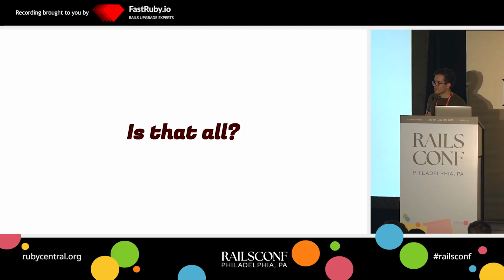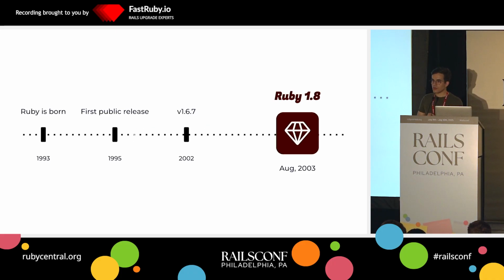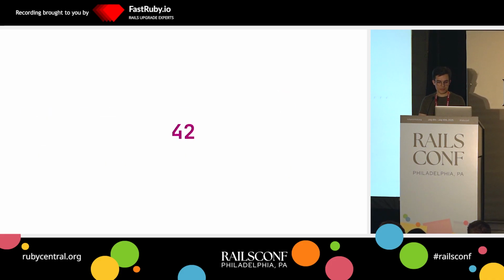And you might be thinking at this point, is that really it? It seems too simple to be true. But that's actually how Ruby worked until version 1.8. So over 10 years of Ruby, it worked exactly like that. And to show you, let's see how Ruby used to interpret the number 42, only that.